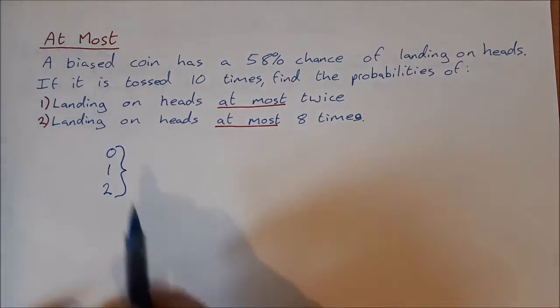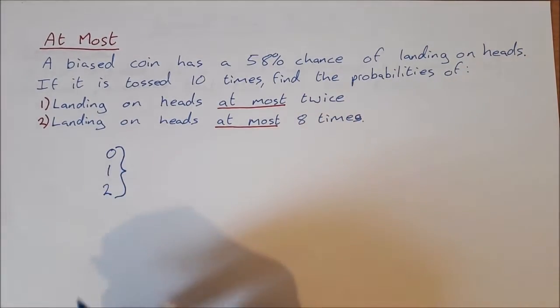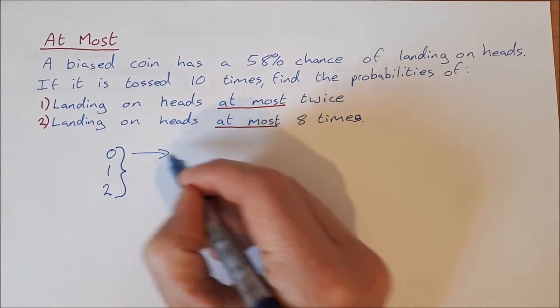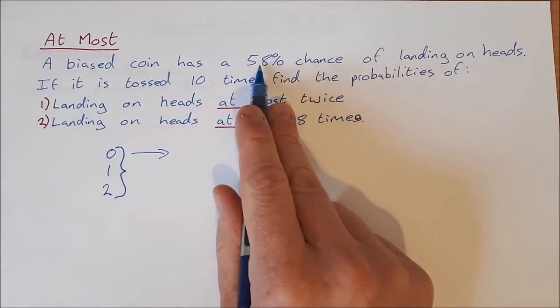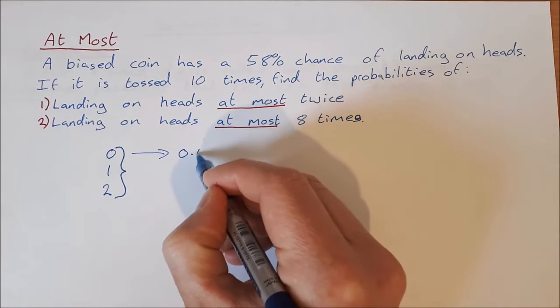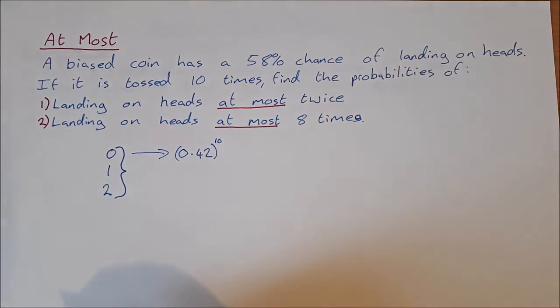Okay, so the probability of no heads, so that means I'm going to get 10 tails. Let's take these individually. The probability of tails is 1 minus 0.58, so that's 0.42, and I want 10 of them, so that's to the power of 10.